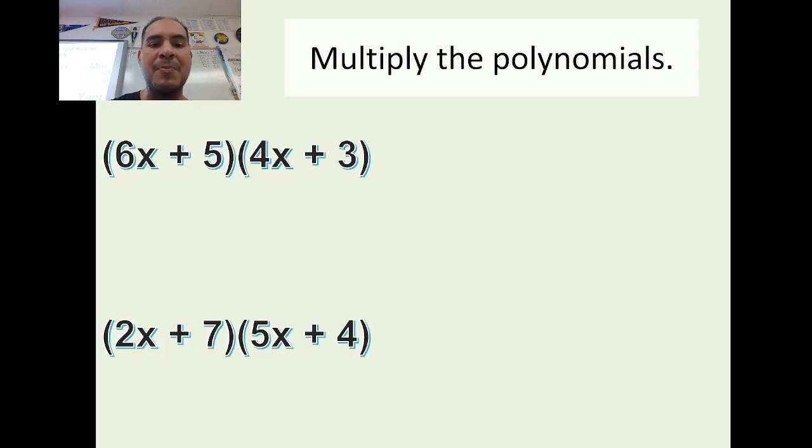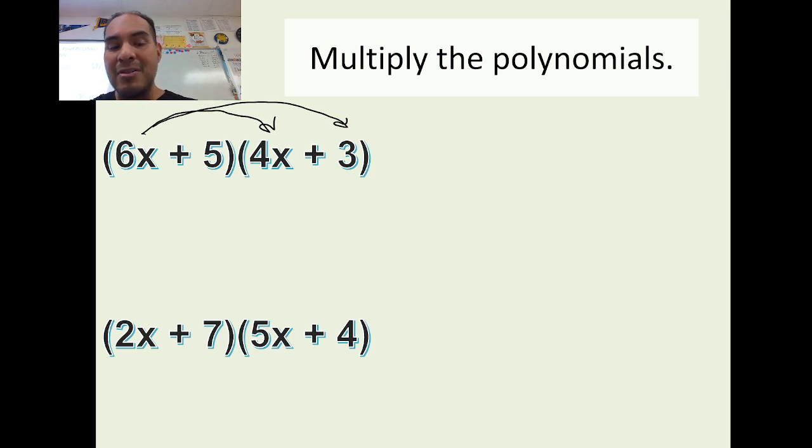Okay, so we're going to multiply these polynomials. Now, the rule was multiply all the terms from one polynomial to another. Technically, you could do it in any way that you want, but here's the order we typically follow. The way I look at it here is we're going to start with this 6x. We're going to multiply it with the 4x, and we're going to multiply it with the 3. After we're done multiplying the 6x to the two terms of the second polynomial, we're going to take the second term, the 5, and multiply it to both terms of the second polynomial. Okay, so follow me in that order.